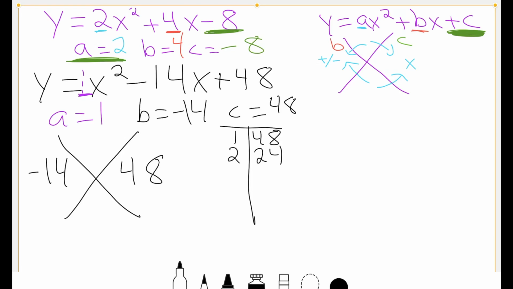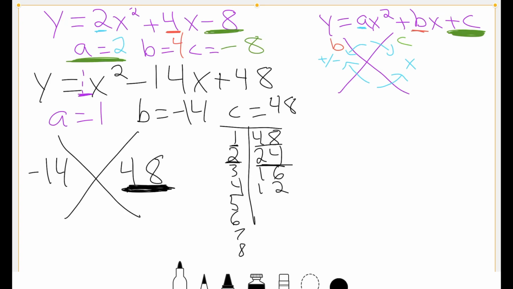24. And if you don't know these, you can always just start at 1, 2, 3, 4, 5, 6, 7, 8, so on and so forth, and do 48 divided by 1 gives you 48. 48 divided by 2 gives you 24, so on and so forth. So the next one would be 48 divided by 3 gives you 16. 48 divided by 4 gives you 12, and you could keep going. Even if it doesn't go into our c evenly, you can still have it in the table. Just know it's not going to be the answer that we're looking for.